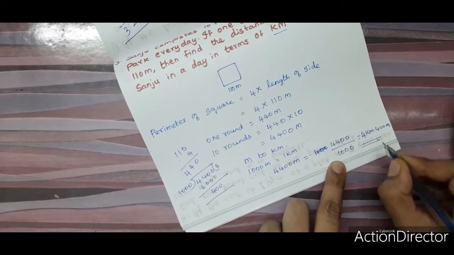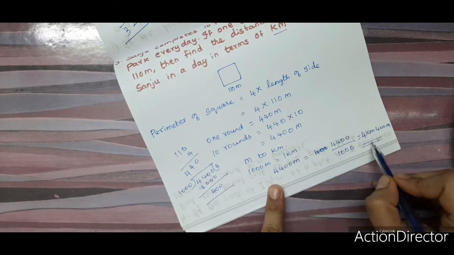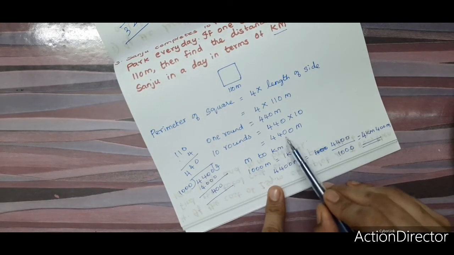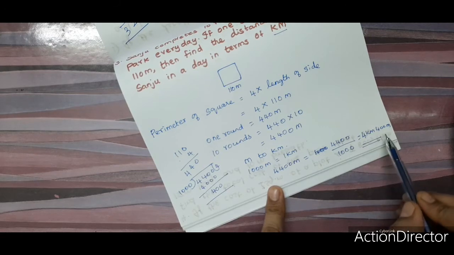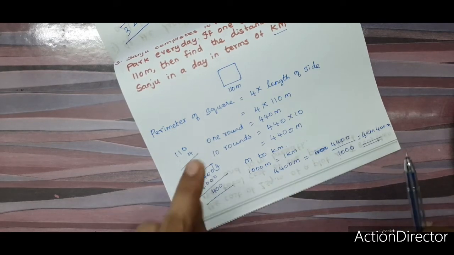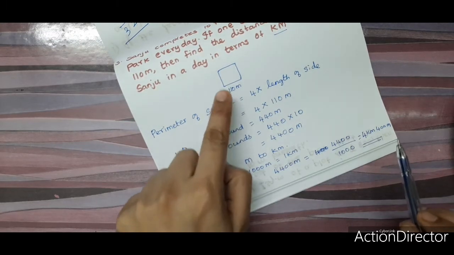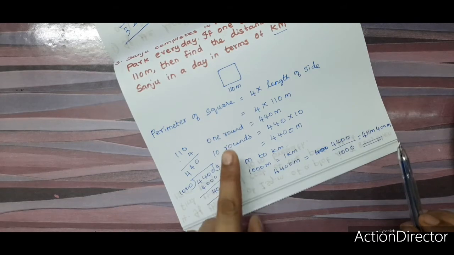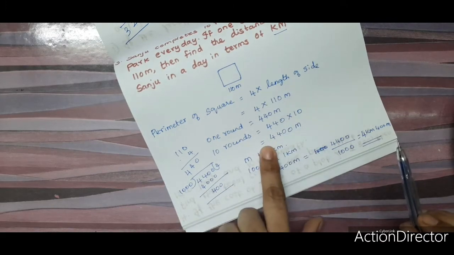So this is the answer. We have converted the meter to kilometer. Now we got the answer in both. In meter, it is 4400 meter. In kilometer, it is 4 kilometer 400 meter. First we calculated the perimeter of square, that is the perimeter for one round. For one round we got 440, and for 10 rounds it is 440 into 10, that is 4400 meter.